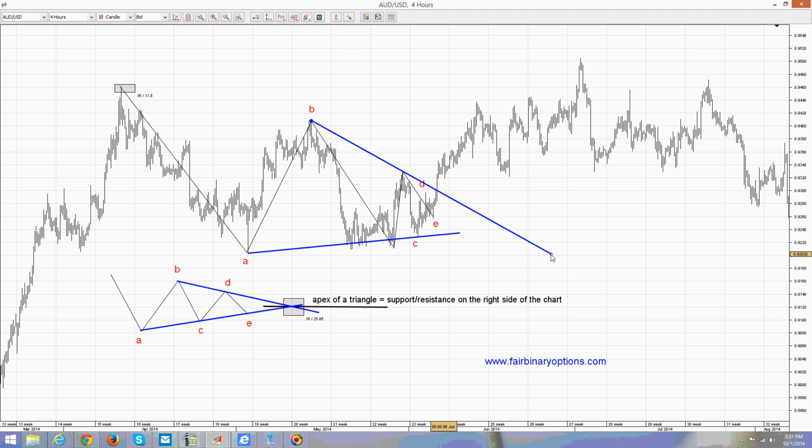And now we should look for the apex of the triangle, basically projecting this line on the right side, and this one on the right side as well. They give us an area in which we should look for support or resistance every time the market comes and threatens that level. That is called the apex of a triangle. So we take a horizontal line. This is the apex.